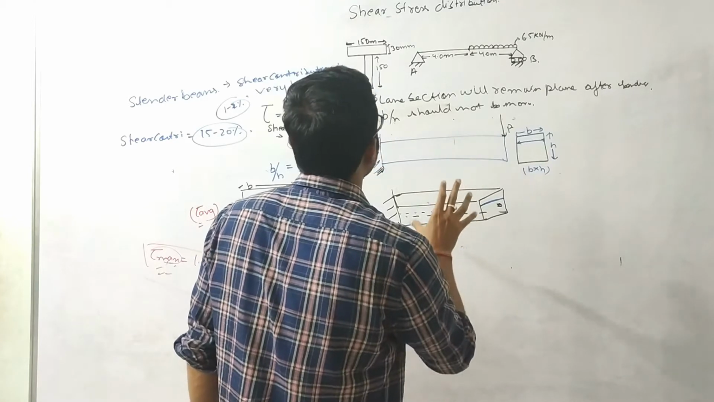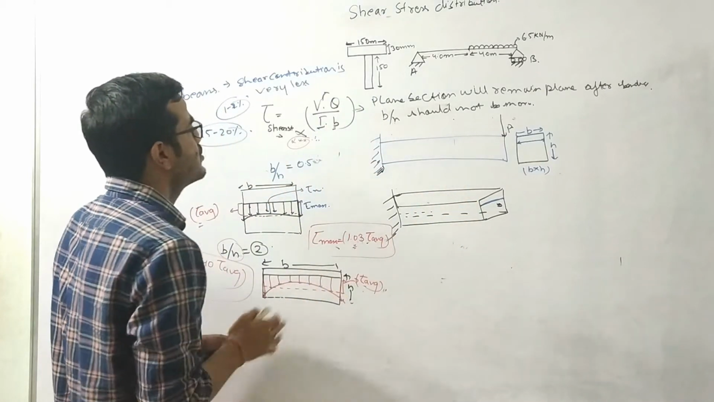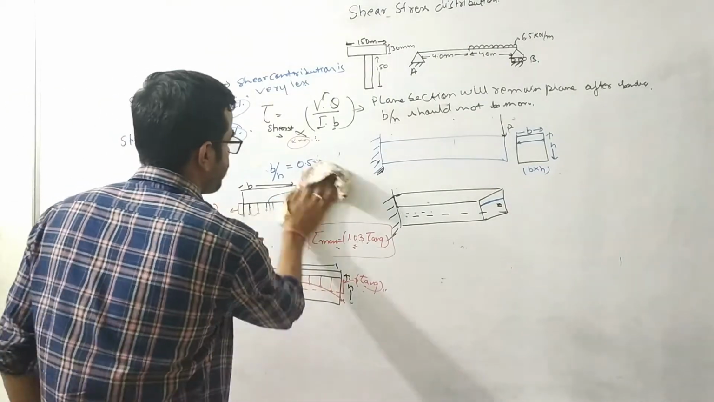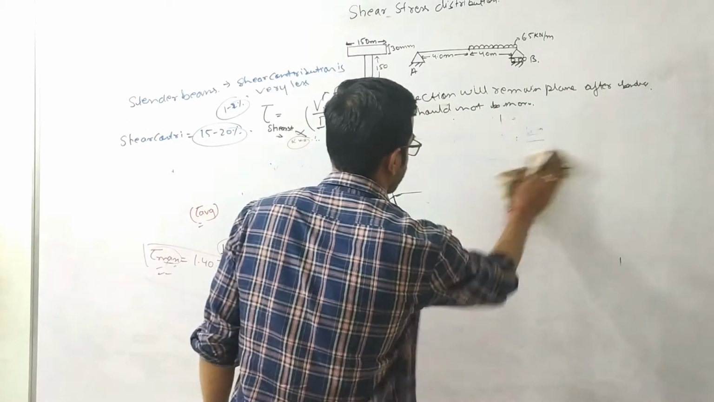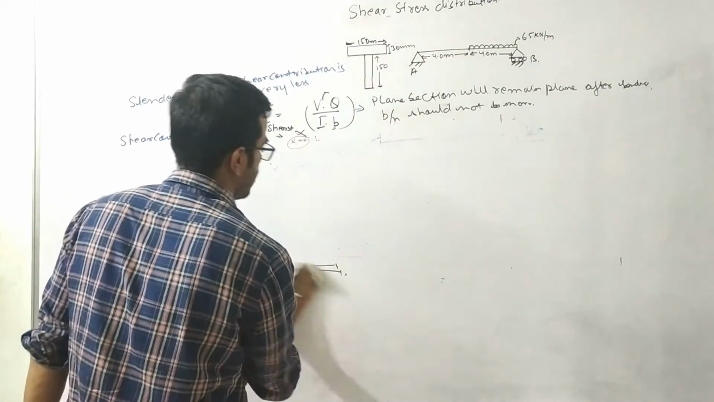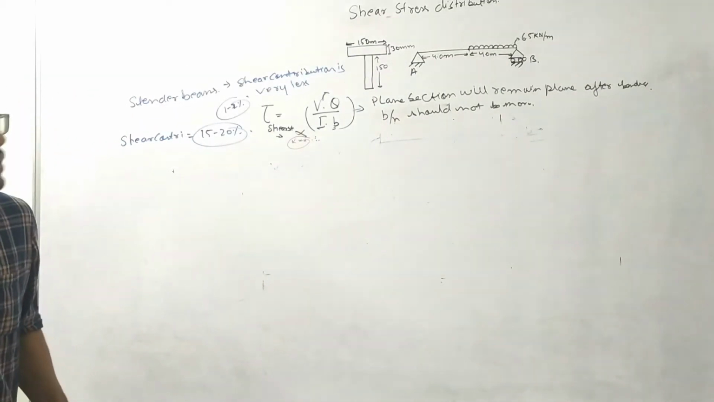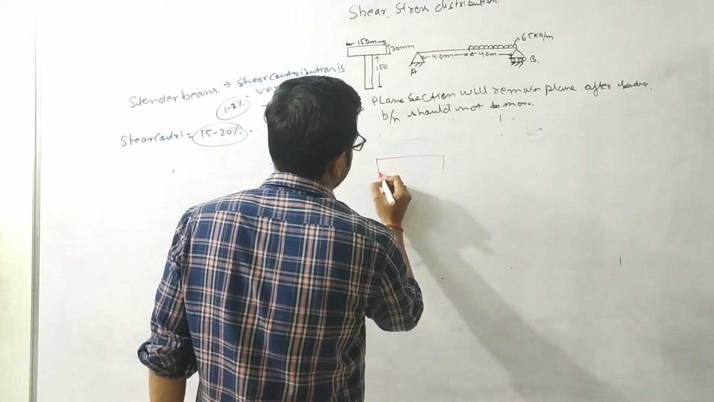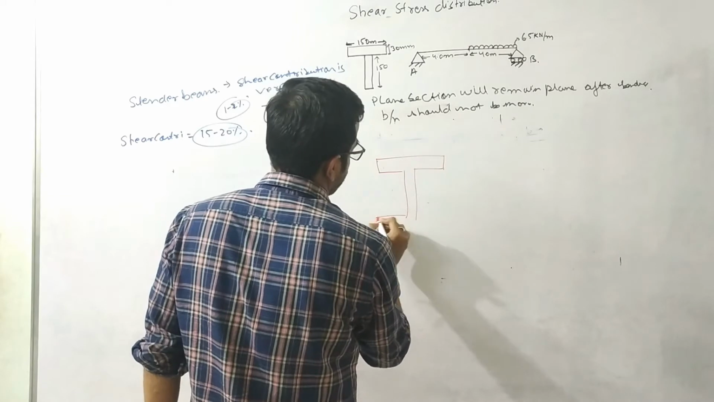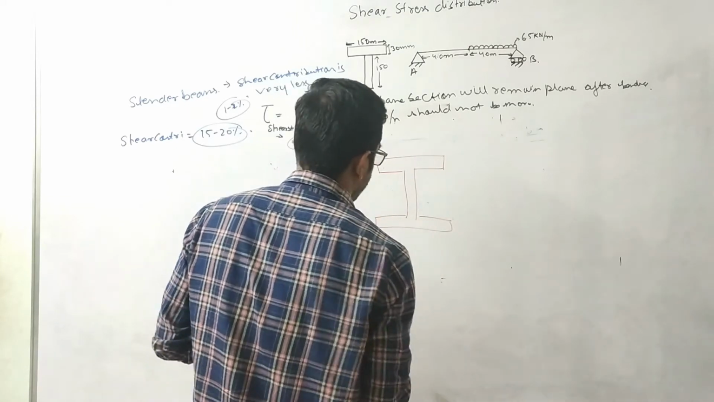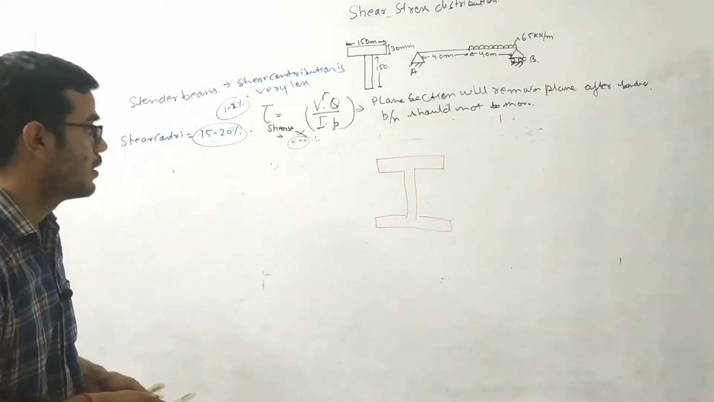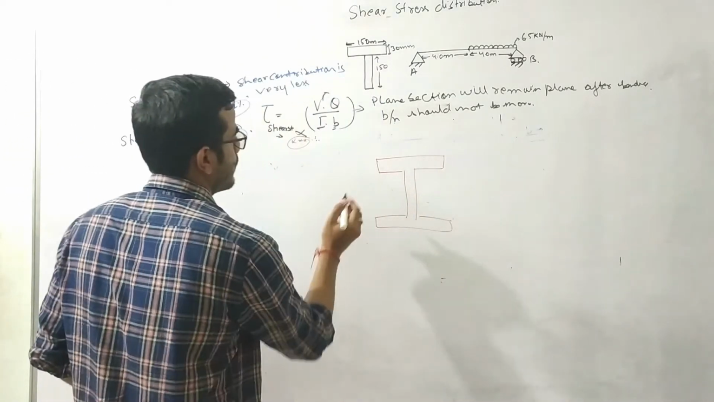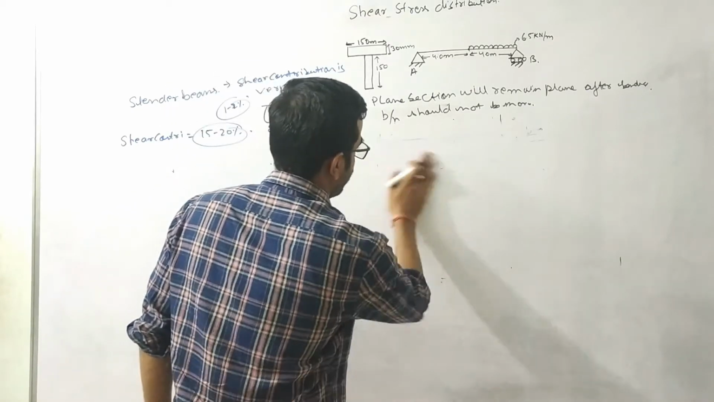And the next thing which we can say about this formula is that, let us suppose this is an I beam over here, or you can draw it pretty bigger.